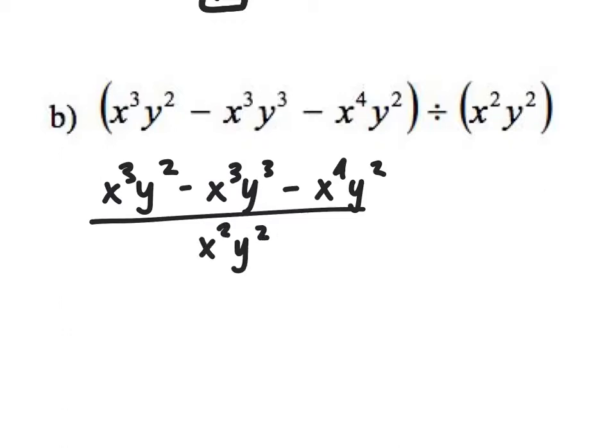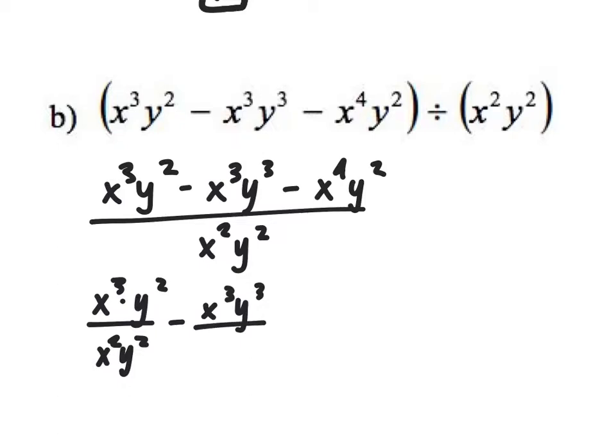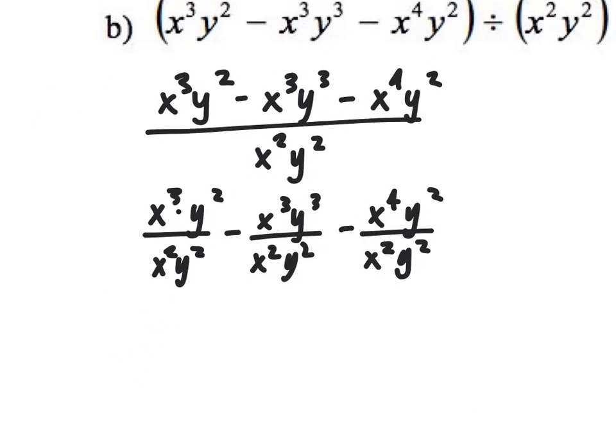Okay, I'm going to separate this out, and I'm going to do x cubed times y squared over x squared y squared, minus x cubed y cubed over x squared y squared, minus x to the 4th y squared over x squared y squared. Okay, now I want to just subtract my exponents here. So a lot of these we can do pretty quick. So 3 minus 2 for x is just going to give me x to the 1st. Okay, y squared divided by y squared is just going to divide out to 1.